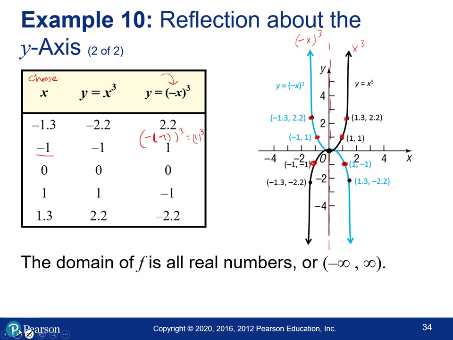So the domain on the cube function and this new one is all real numbers. You can plug anything in, there's no restrictions. And then the range, notice this graph goes all the way down to -infinity and all the way up to infinity. The range is also all real numbers.